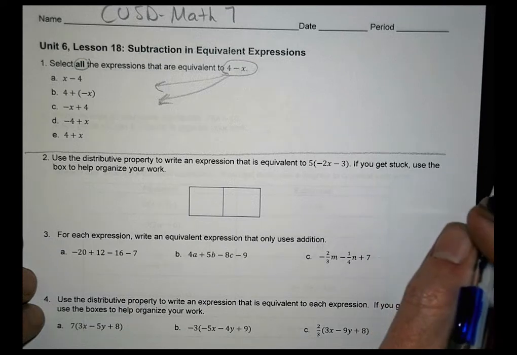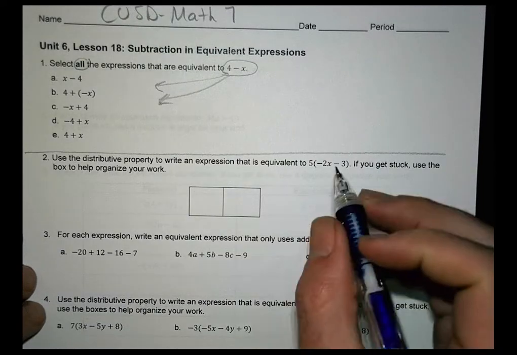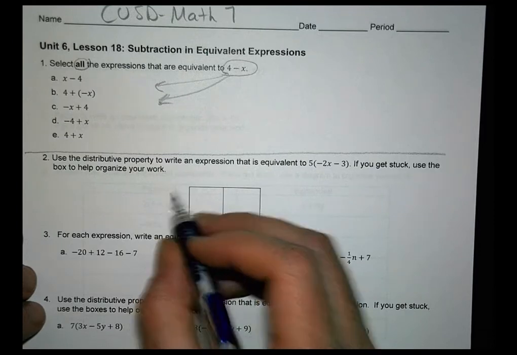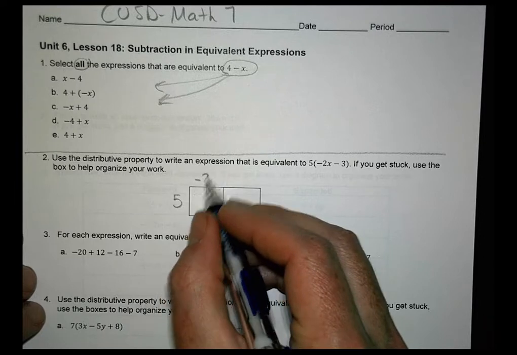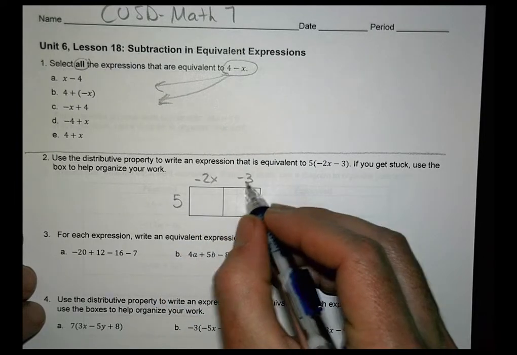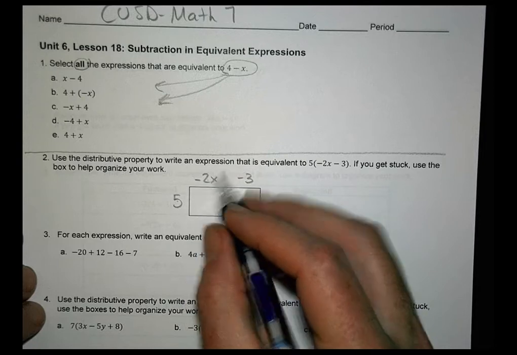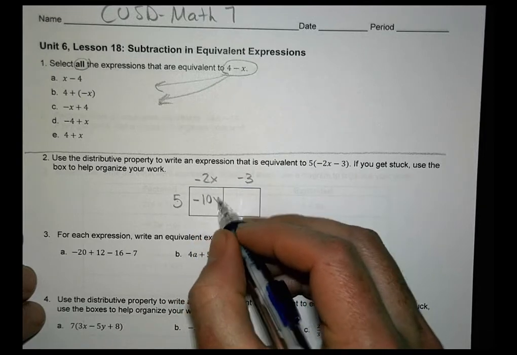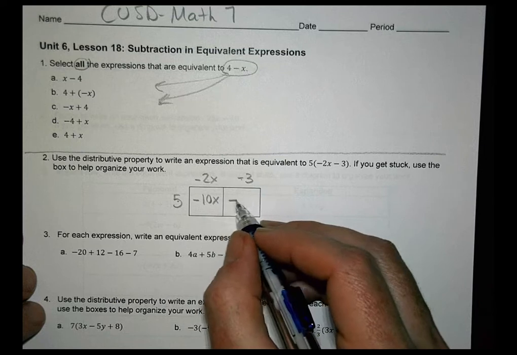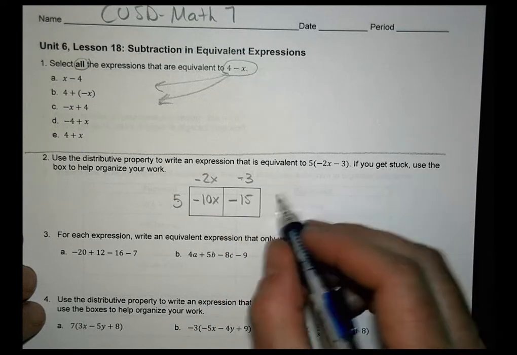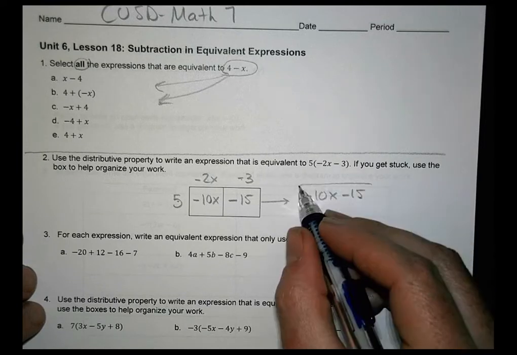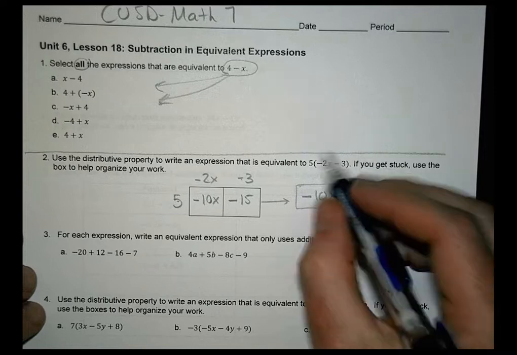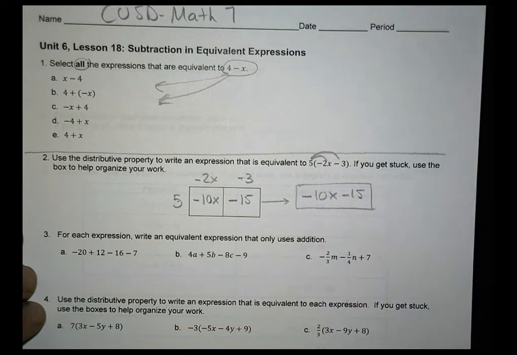Number 2, use the distributive property to write an expression that is equivalent to 5 times negative 2x minus 3. Okay, so how do you do this here? A couple different ways of looking at it. If we use the box method, I think you put a 5 here. We put a minus 2x right there and put a minus 3 right there. So 5 times minus 2x is a negative 10x, and 5 times minus 3 is negative 15. So to rewrite this, you'd have negative 10x minus 15 is the way to use the distributive method to rewrite that expression.